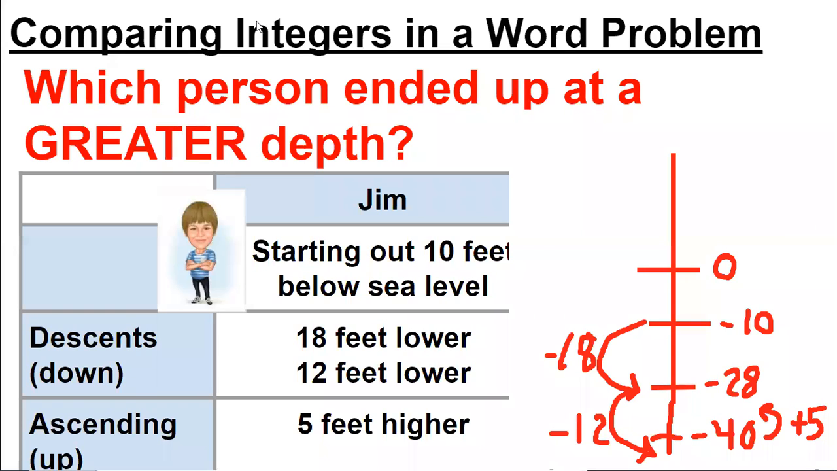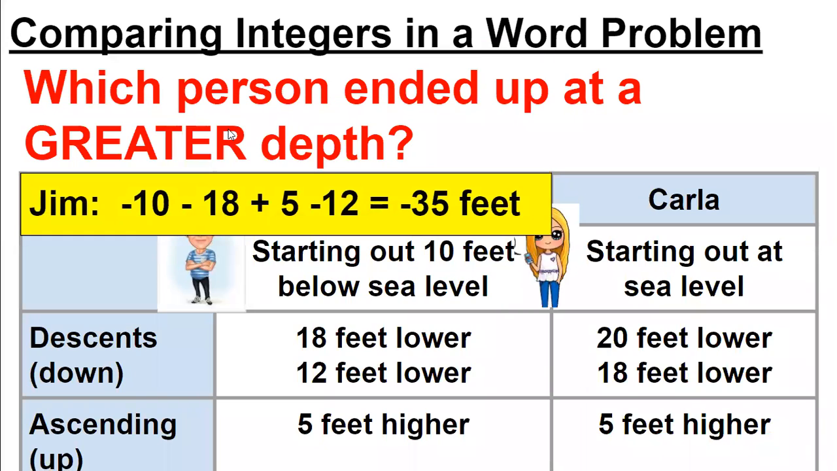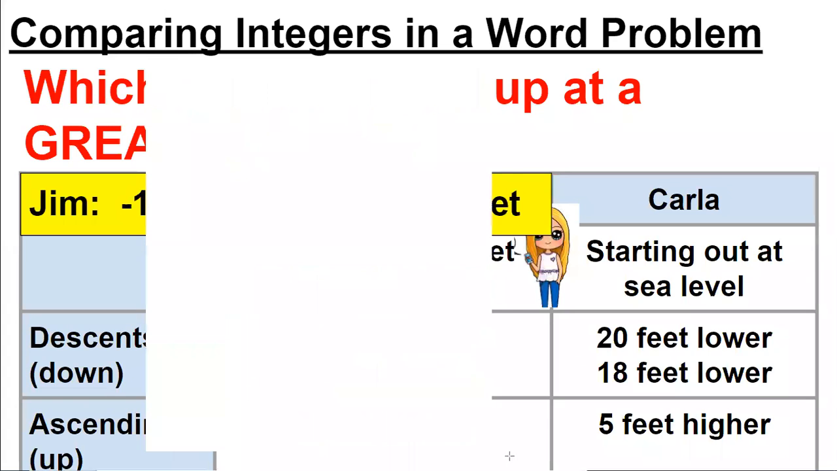Let's clear our drawings. It should pop up here. There it is. Jim is at negative 35 feet. Negative 10 minus 18 plus 5 minus 12. And I rearranged them to put the 18 and 12 together. Let's take a look for a minute at Carla. So let's block off this side now and let's look at Carla.